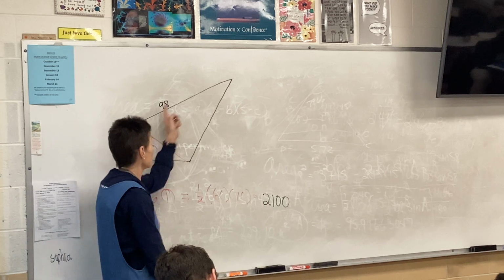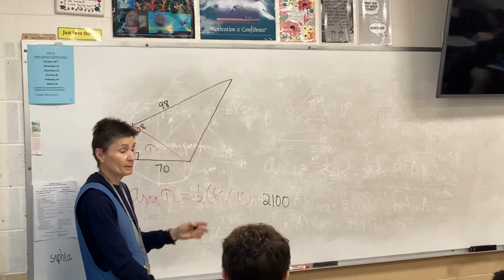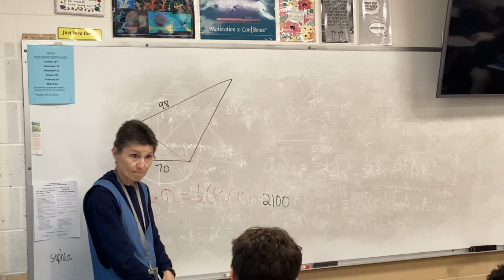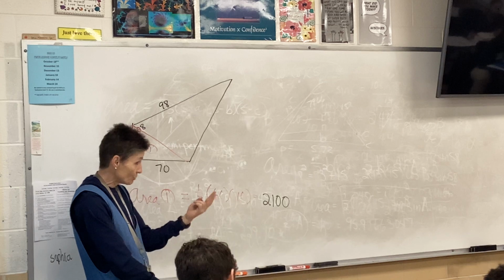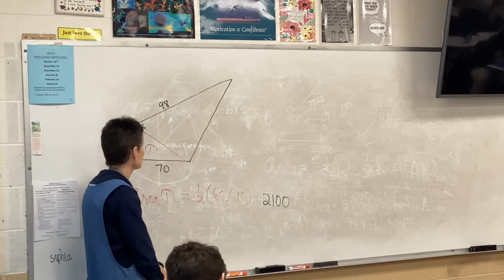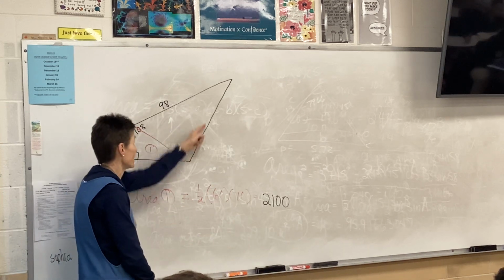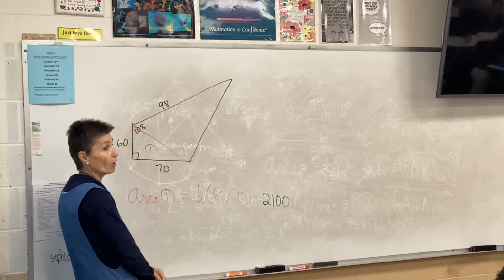Clearly not, we're not using Hero on this, right? We don't know the sides. So we're going to probably use 1/2 side, side, sine, which means we need to know two sides and the angle in between them. All right, so let's look at it. Right now we have nothing except one side for this triangle. So do you have a thought?